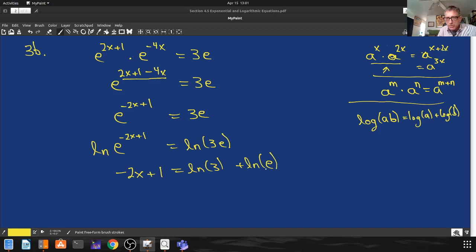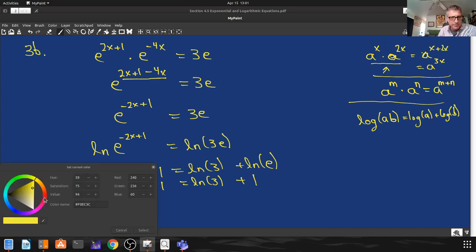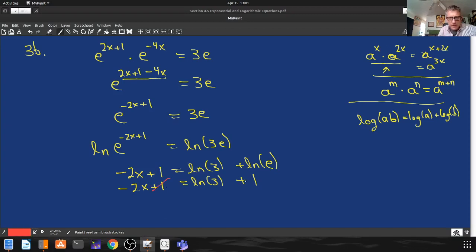So the natural log of e is 1, so I have minus 2x plus 1 is equal to the natural log of 3 plus 1. So I subtract 1 from both sides. In other words, these vanish when I subtract 1 from both sides.